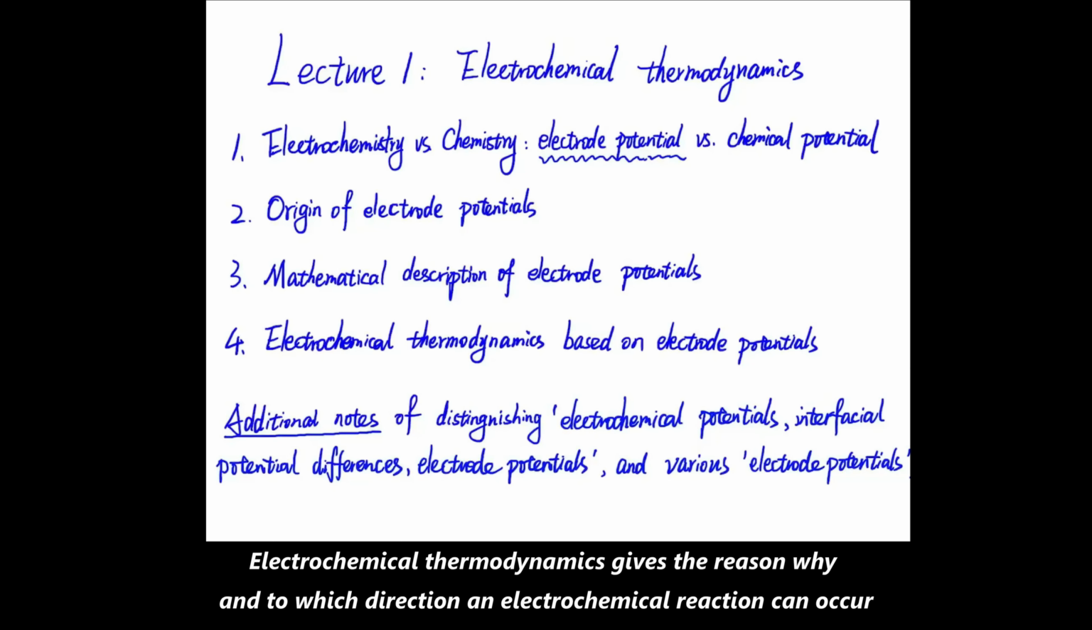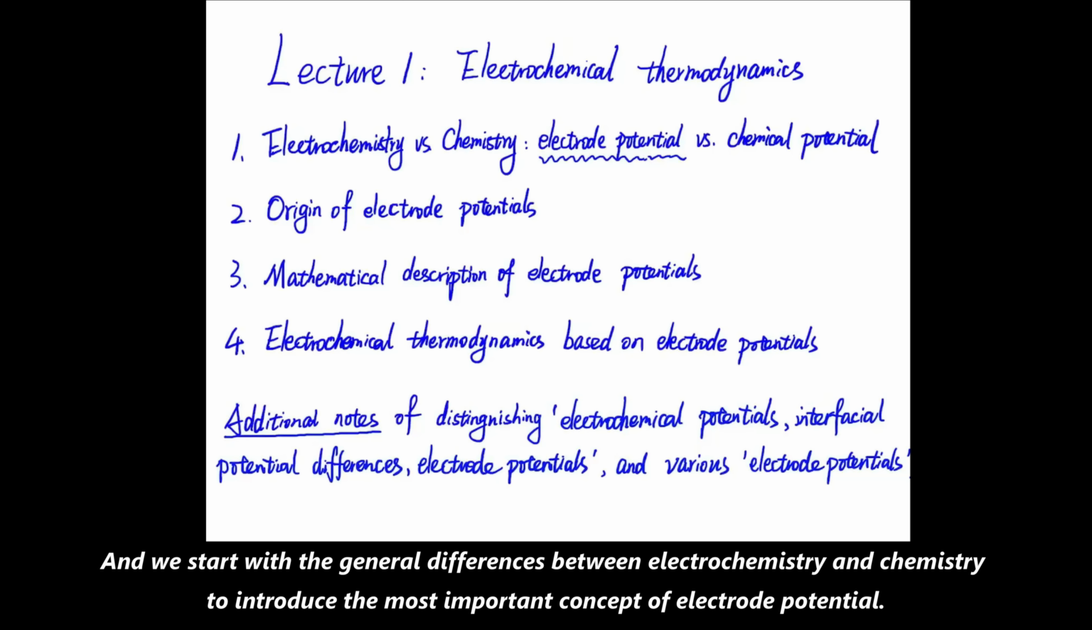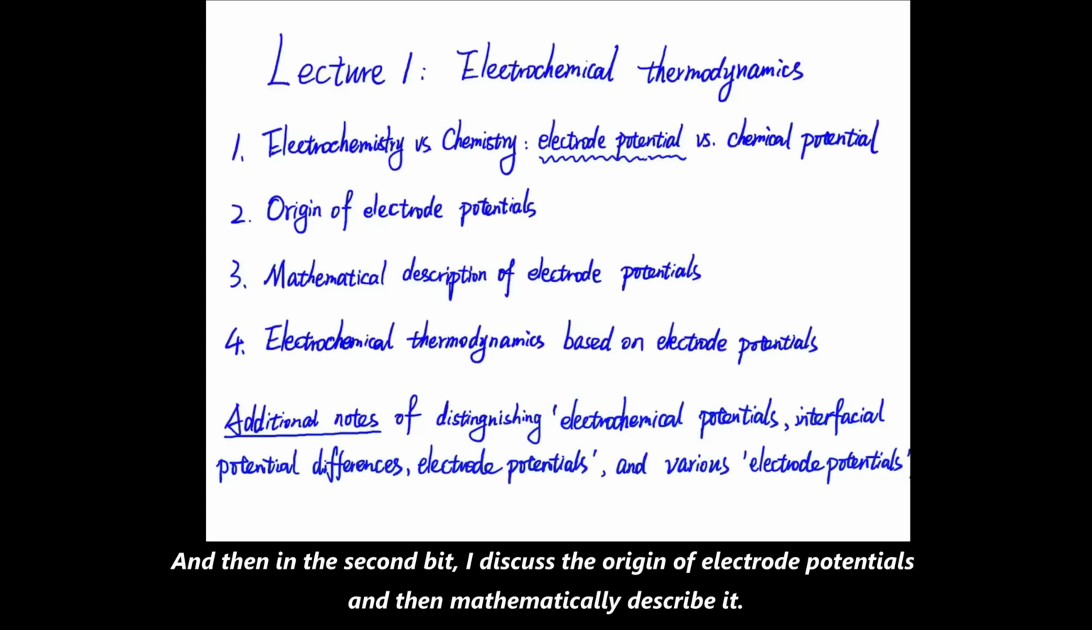Electrochemical thermodynamics gives the reason why and which direction an electrochemical reaction can occur, and therefore in the very first lecture I would like to introduce this very fundamental aspect. And we start with the general difference between electrochemistry and chemistry to introduce the most important concept of electrode potential. And then in the second bit I discuss the origin of electrode potentials and then mathematically describe it.